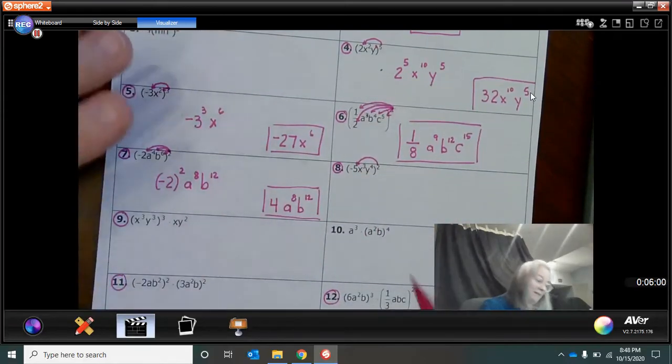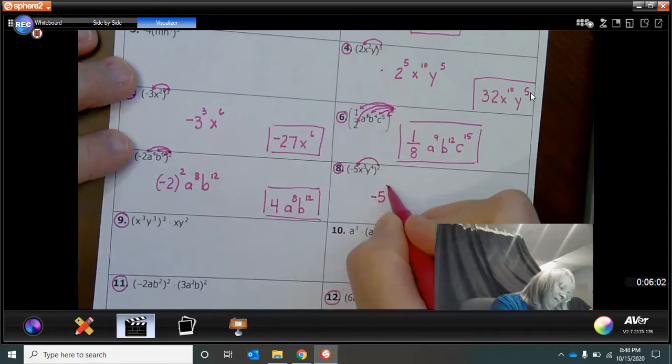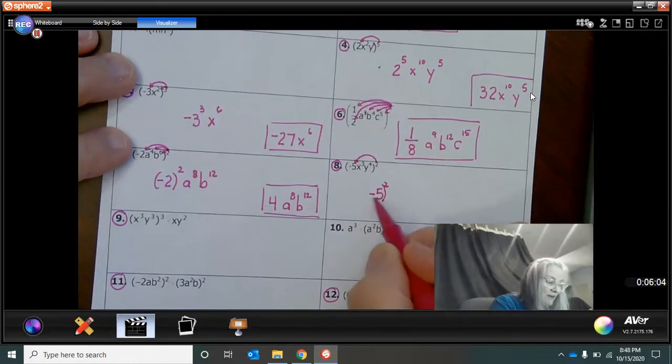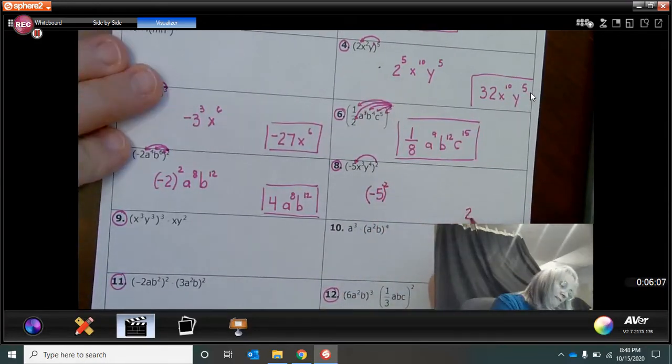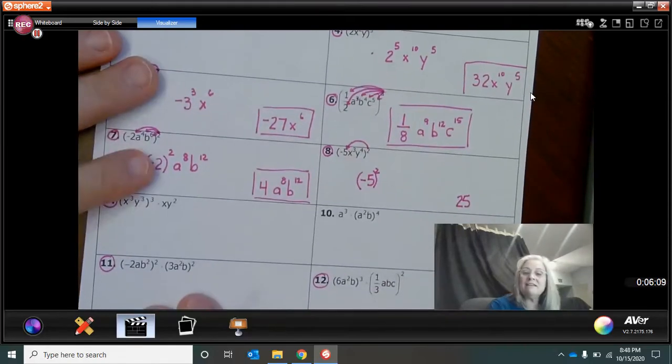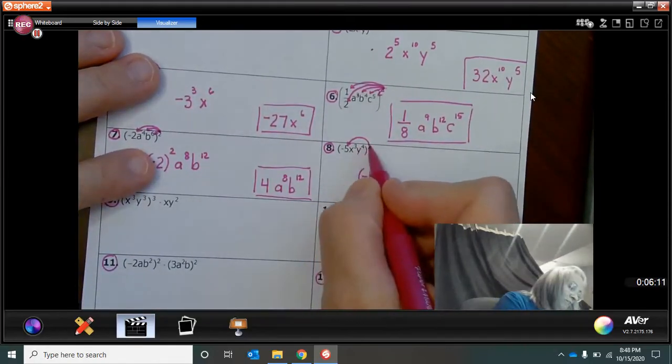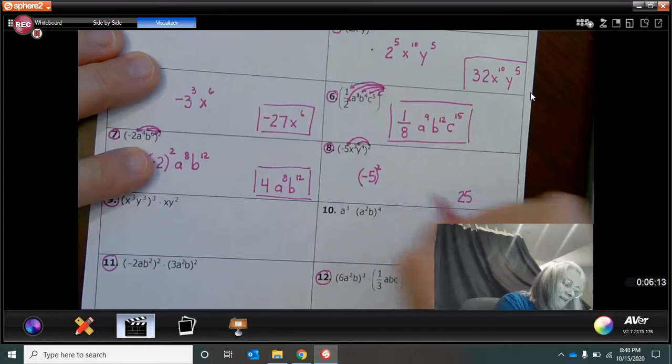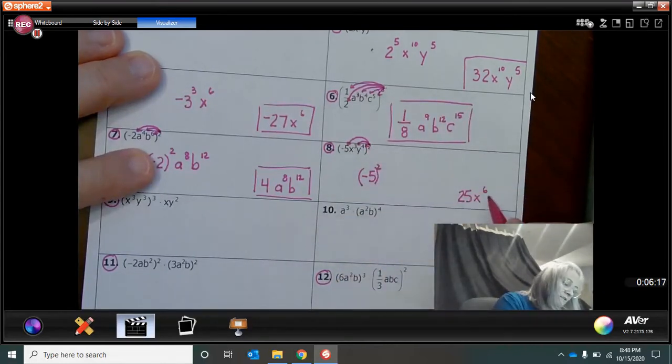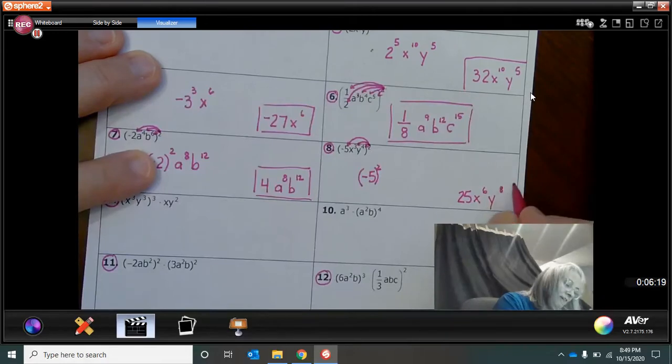Okay? On number 8, we have negative 5 to the power of 2. Negative 5 times negative 5, let's just write that down to the power of 2. So negative 5 times negative 5 is 25. I'm going to write that off to the side. Then we have 2 times 3 to get x to the 6th. We have 2 times 4 to get y to the 8th. And there's your answer.